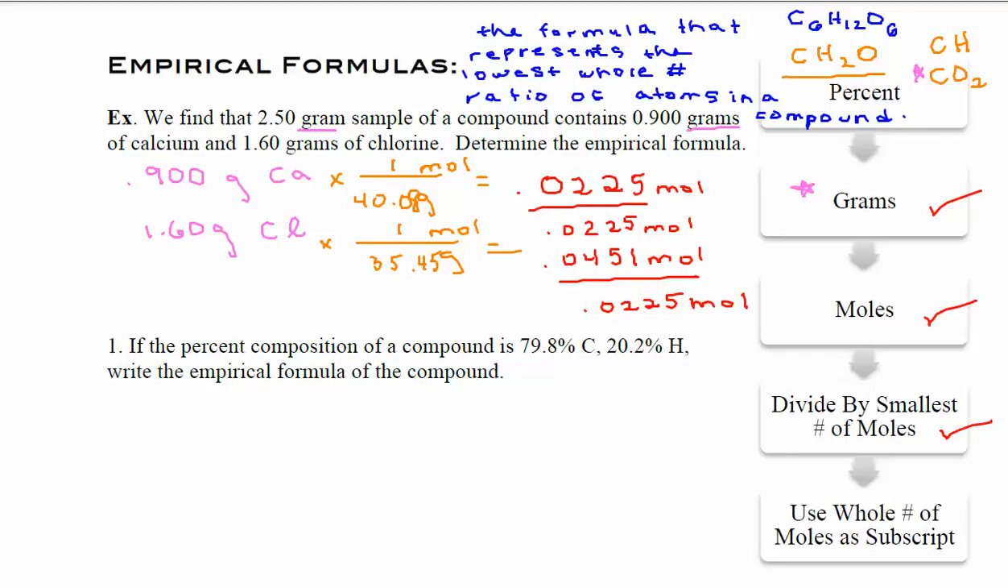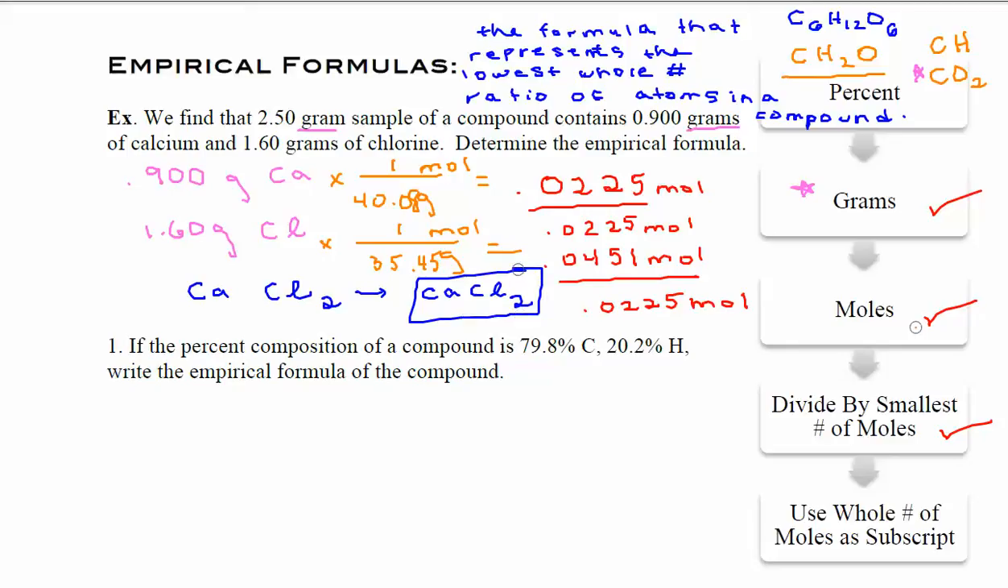Now I'm going to use the whole number of moles as the subscript. I'm going to write calcium here, I'm going to write chlorine here. If I take 0.0225 divided by 0.0225, I get a 1. So there's an implied 1 here, which I'm not going to write. And then if I take 0.0451 divided by 0.0225, I get 2.00444444. If you have 2.0, you can assume it's going to be 2. So the empirical formula for this compound is CaCl2. And I'm done.